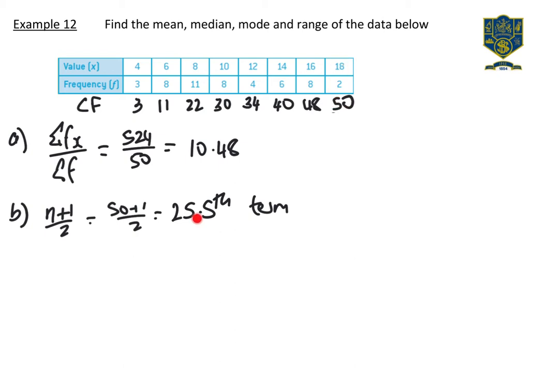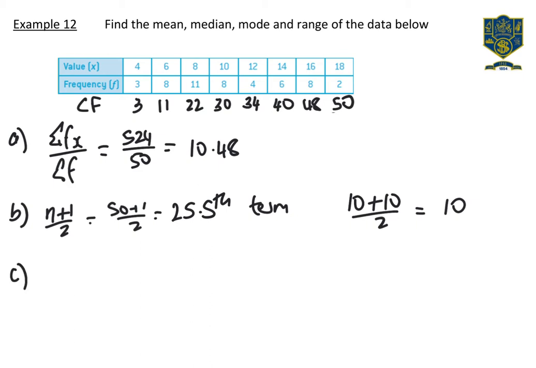So if we're looking for the 25th and a half term, we know that the 22nd term is an 8, and then the 23rd is a 10. So the 25th term is also going to be a 10, and the 26th is also a 10. So we'll do 10 plus 10 divided by 2. Because it's 0.5, we need to find the average of the 2 points, and we get 10. So the median is going to be 10.